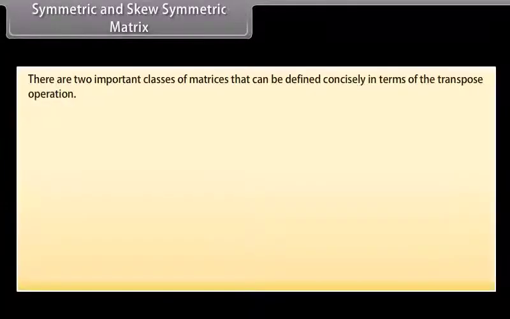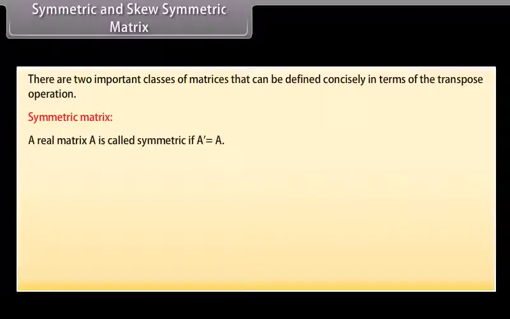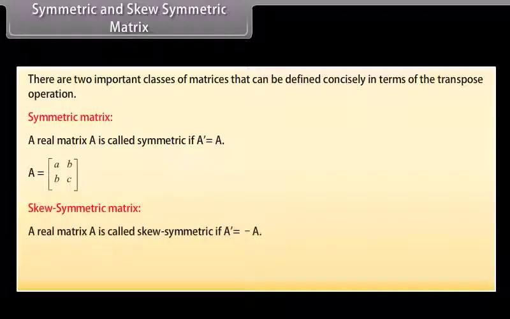Symmetric and skew-symmetric matrix. There are two important classes of matrices that can be defined concisely in terms of the transpose operation. Symmetric matrix. A real matrix A is called symmetric if transpose of matrix A is equal to matrix A. Here, A is a general 2 by 2 symmetric matrix. Skew-symmetric matrix. A real matrix A is called skew-symmetric if transpose of matrix A is equal to minus matrix A. Here, A is a general 2 by 2 skew-symmetric matrix.